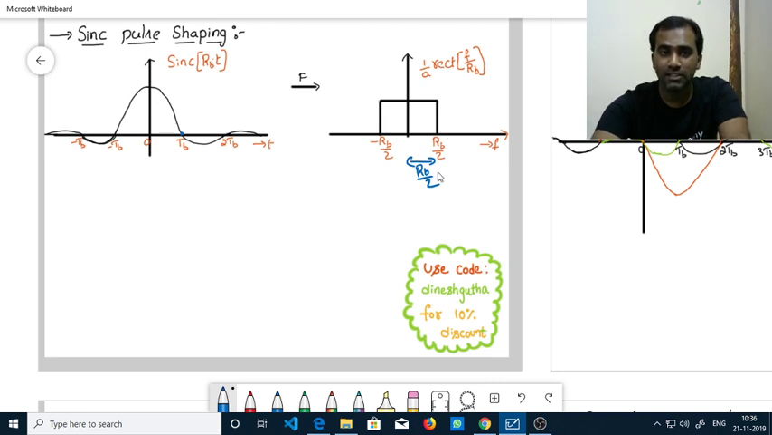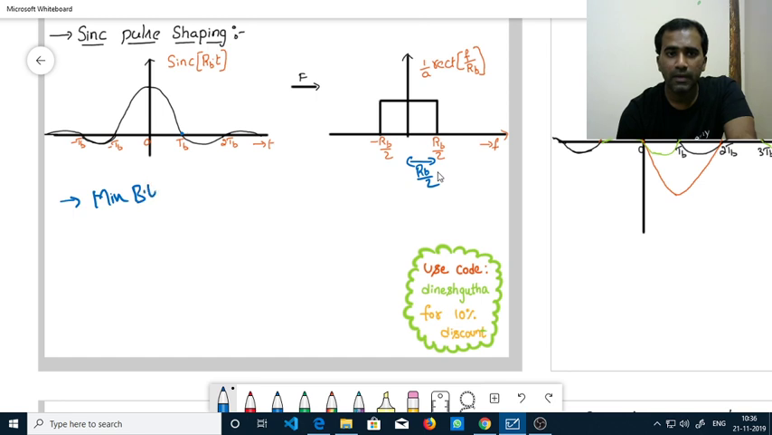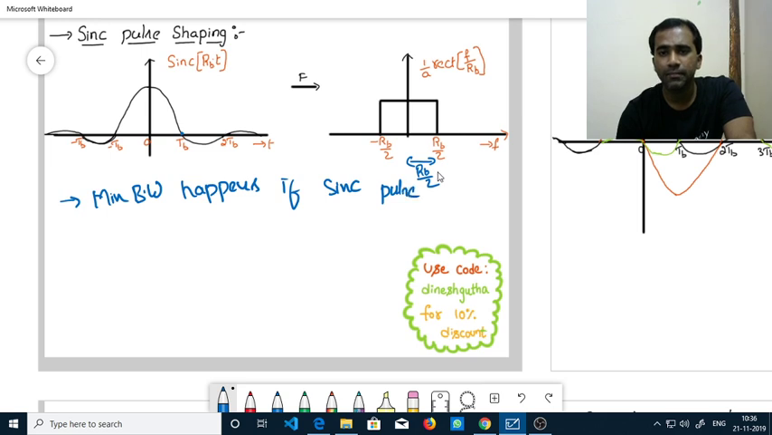There are two advantages. So minimum bandwidth happens if the sync pulse shape is used.